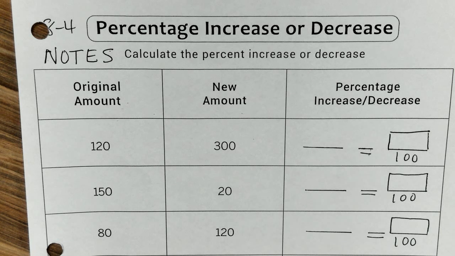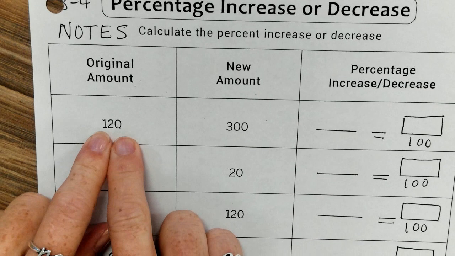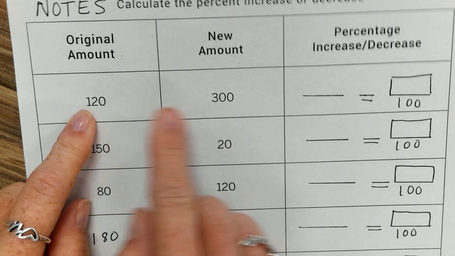Today we're going to learn about percent increase or decrease. Have y'all ever been shopping and you go to buy something and it's like 50% off or 40% off? And remember earlier in the year we learned how to find the discounts and all that. Well, what if all you knew is that something was originally $120 and now it's $300?